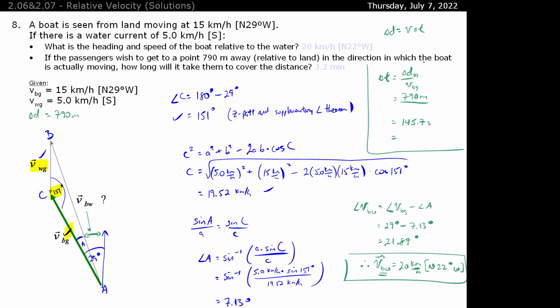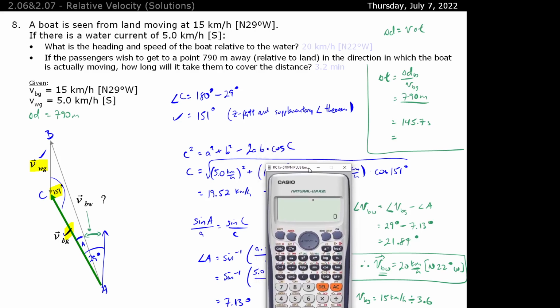All right, the distance of 790 is the boat away from land. So we need to divide by boat to ground of, let's just do this calculation here. Velocity of boat to ground is equal to 15 kilometers per hour divided by 3.6. I am doing all this stuff real time, so if I'm making mistakes, I apologize, and to be honest with you, maybe you'll see the same mistakes that you might have made. I'm just going to keep everything as is. Sorry for a long video.